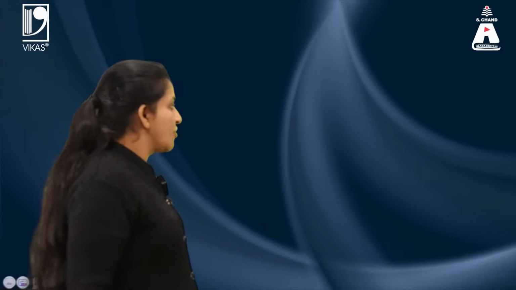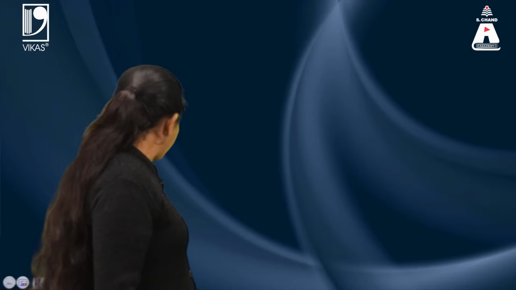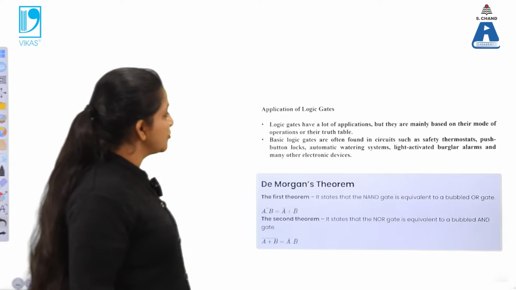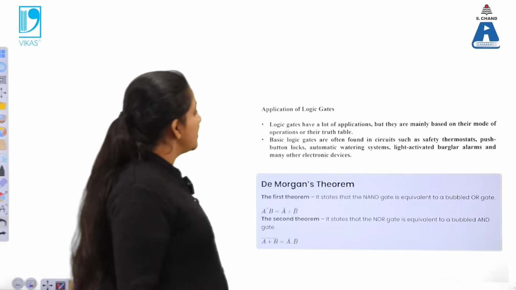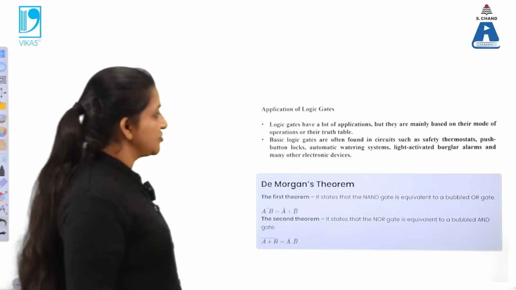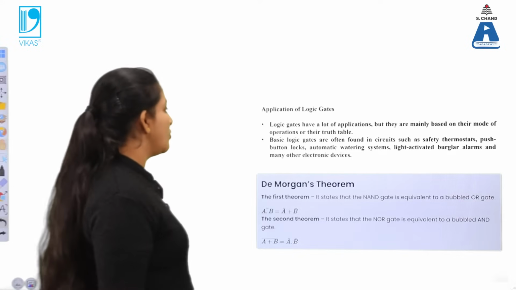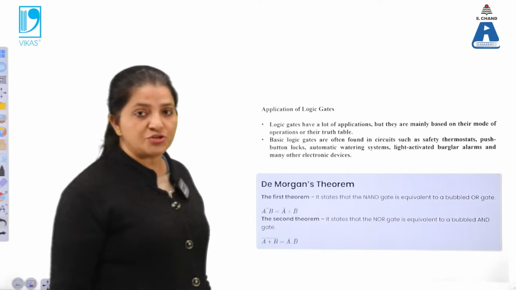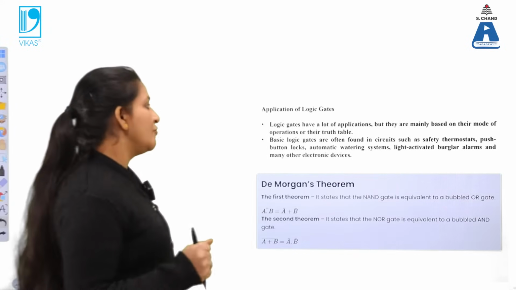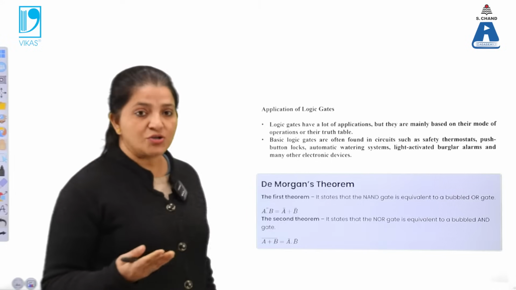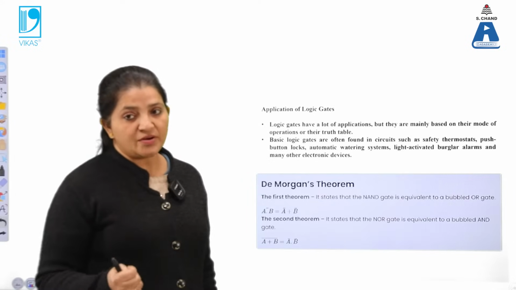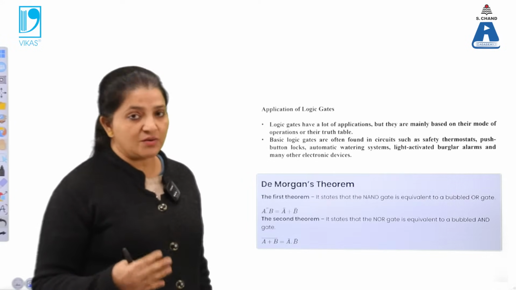What are the applications of logical gates and how the logical gates are used to convert the analog signals to the digital signals. So now next is the application of logical gates. Logic gates have lots of applications, but mainly based upon their mode of operations or on their truth table, because in the truth table, we can get the output values. So depending upon a requirement, different kinds of logic gates can be used.